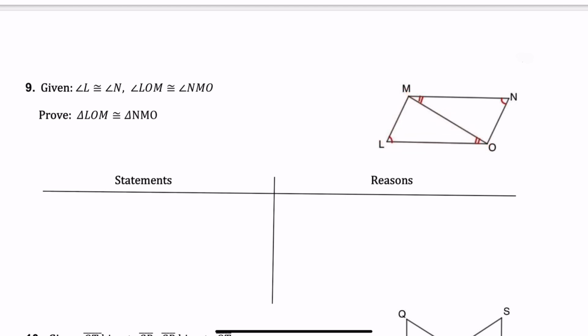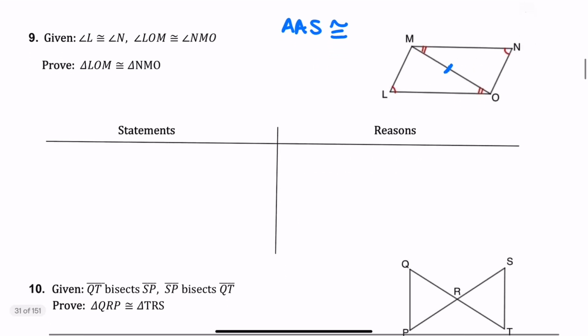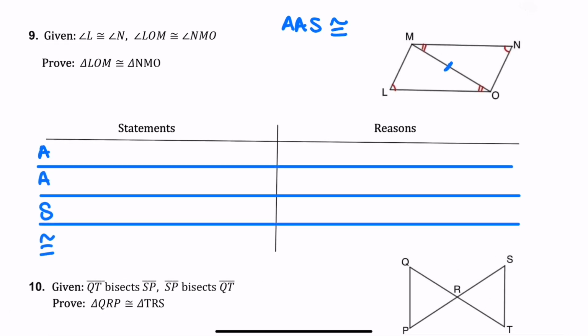Now I see this reflexive line right here. If I look at this triangle, the line that is congruent is not in between those two angles. It's off to the side. So this is going to be angle, angle, and a side not in between those two angles. So on my statements and reasons, I'm going to write angle, angle, side. And then at the bottom, I have my congruent symbol where I write my congruent statement.